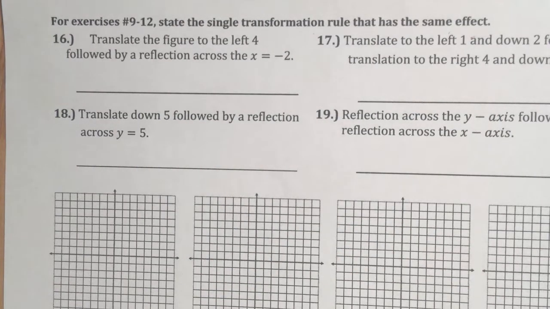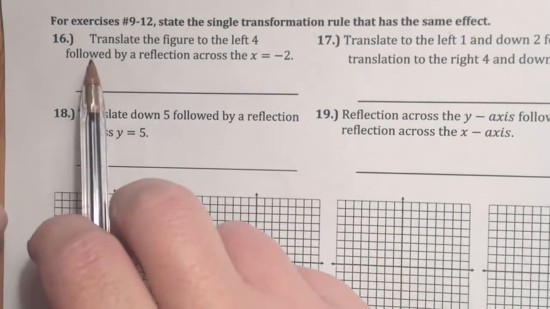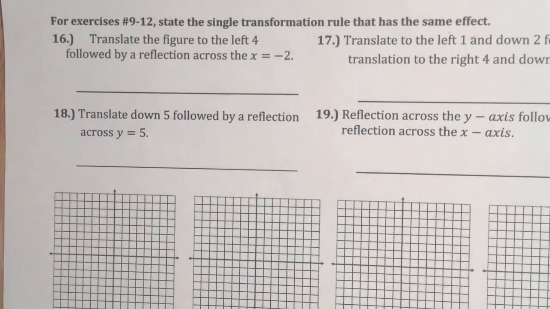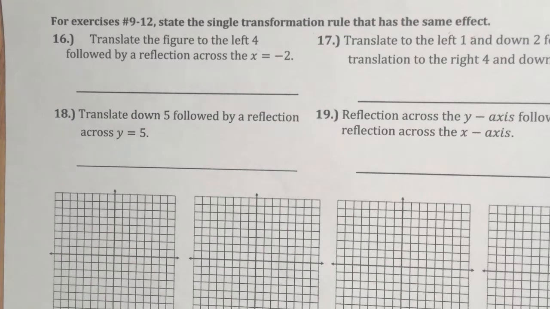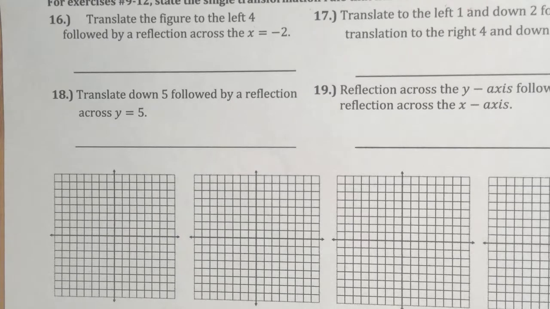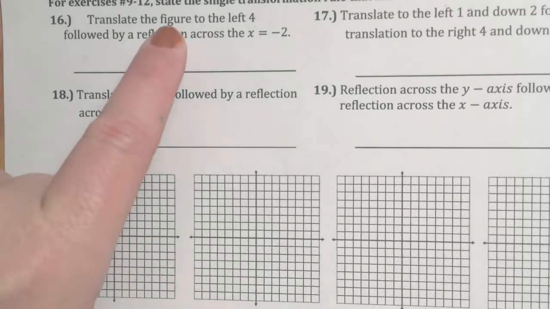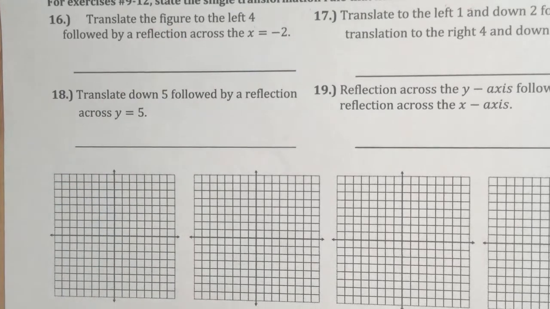All right, so now it's telling you to translate left 4 followed by reflection over x equals negative 2. Okay, that means absolutely nothing to us. Those are just words. So the only way that this is going to make sense is to draw some triangle and just make up stuff. Draw some triangle, try this stuff out, and figure out how you get from the original to the final answer.